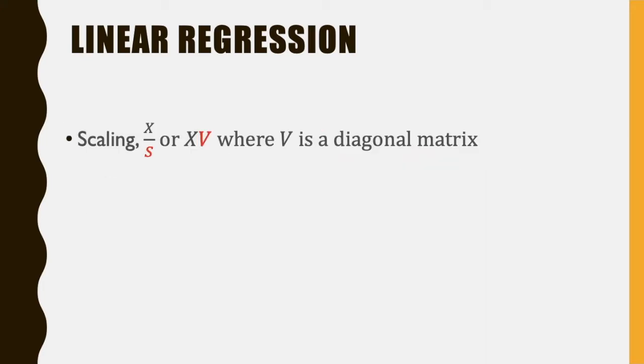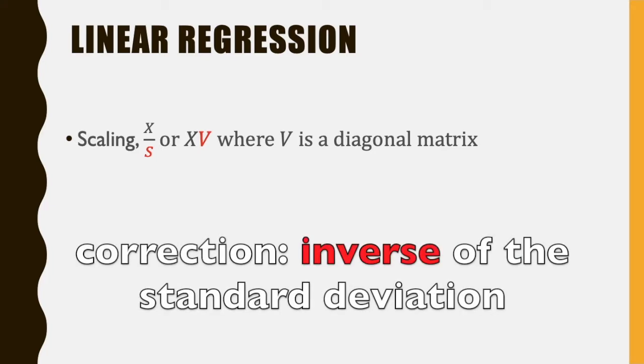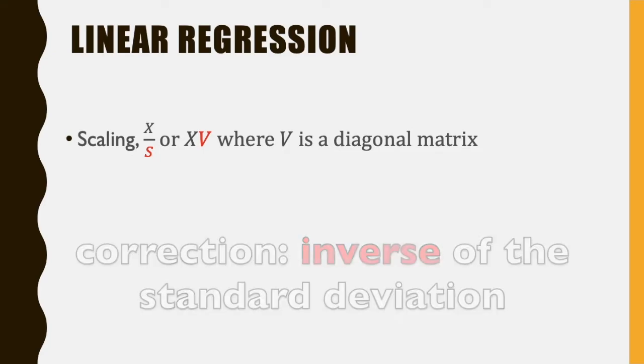As for scaling, we can see it in the form of matrix multiplication. Here, V is a diagonal matrix with dimension p by p, and all the diagonal entries are the corresponding standard deviations of all p features. In other words, all the p x variables.